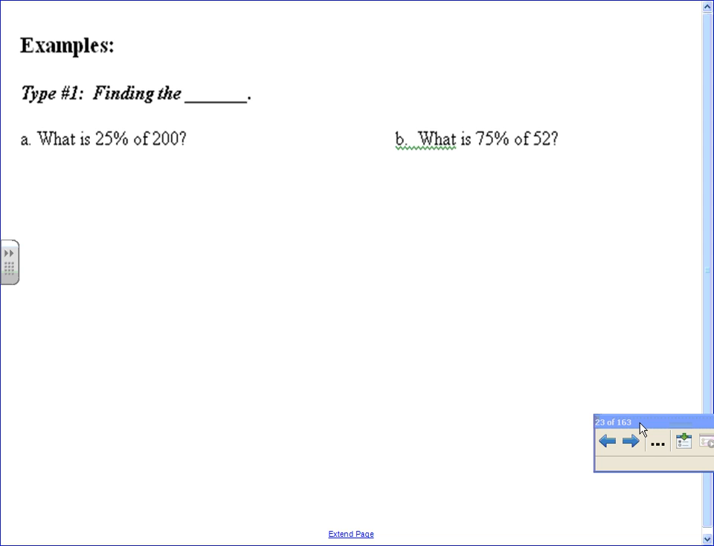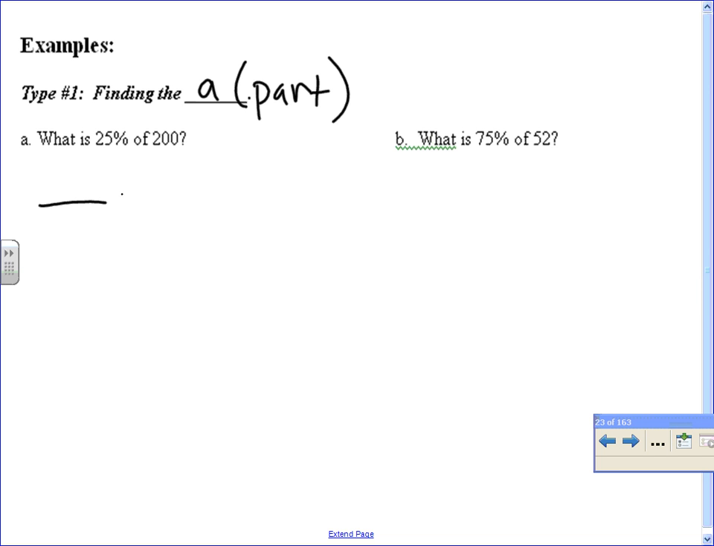Okay, hands down, is this a question about this? No. Okay. All right, let's go to the first example. We're going to start with finding A, which is the part. I want to do 2 examples of each type, and then you should be good. I will explain it using both methods, the shortcut or the part over whole equals percent over 100. All right, letter A. What is 25% of 200? Wow, this is kind of like what we just did.